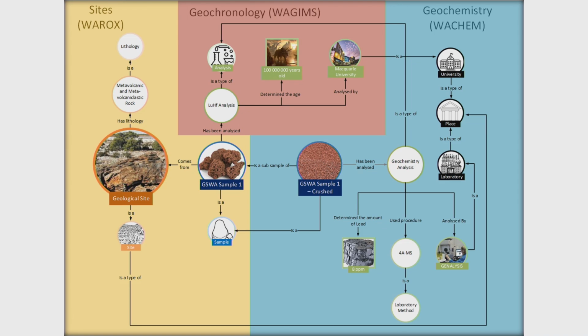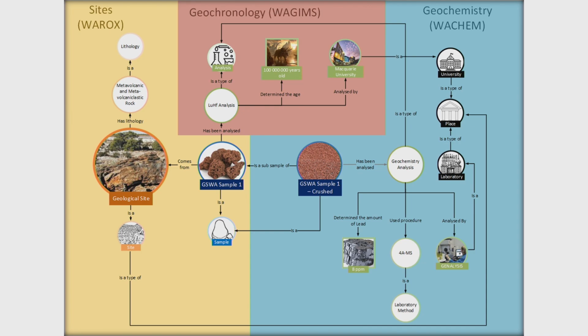So that information may well be held in WAChem. But that crushed sample has come from somewhere. It's a derivative, it's come from a larger rock sample, which has come from a location somewhere. That information is held in Worix. And then we've got the analysis work that's been done, and the results from that analysis will be held in our WAGMS database.